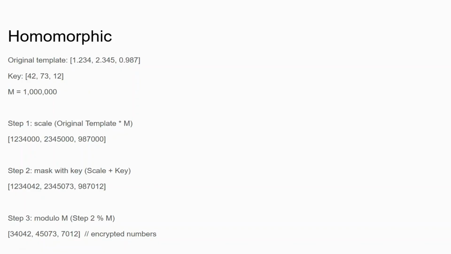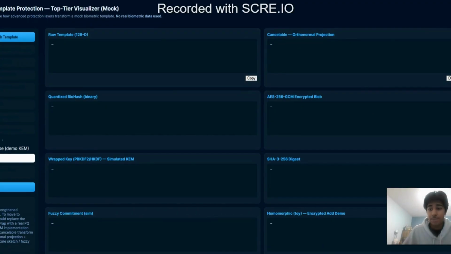So that about sums up our encryption methods. Okay, so we talked a little bit about how these encryption methods work. Now, this is my project, and essentially what it does is it takes a mock biometric template, and it's going to use each of those encryption methods that we talked about on that mock template. So that way you can see how it looks in play.